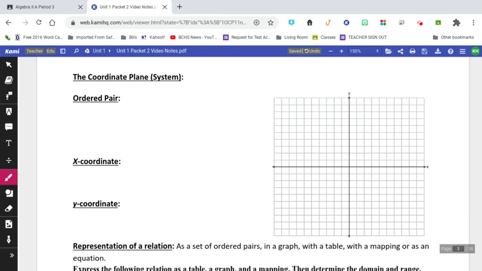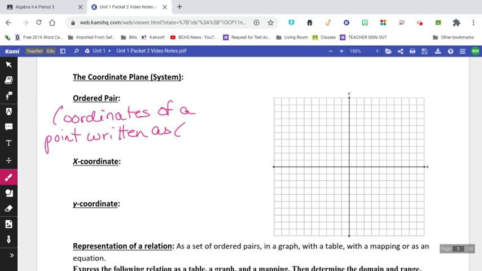Okay, so an ordered pair is simply the coordinates of a point written as (x, y). Okay, it might be hard to see, but whenever we graph on the coordinate plane, we have an x-axis that's horizontal and the y-axis, which is vertical. A coordinate pair means that a point is always given in order. The x value always comes first.